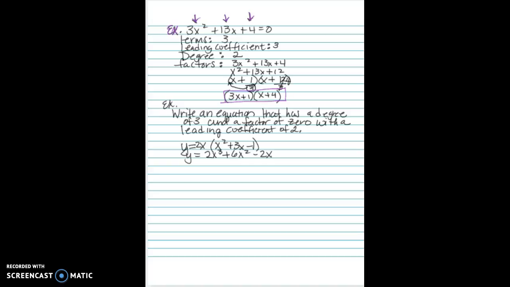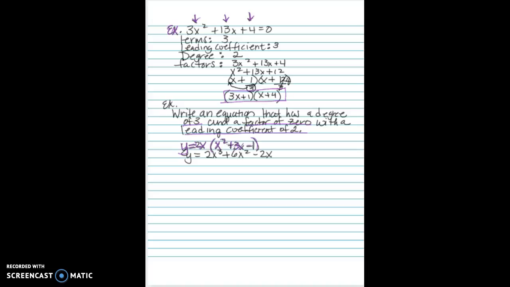Our last example is actually a word problem. We're writing an equation that has a degree of 3, a factor of 0, with a leading coefficient of 2. So it's an equation, it must have a y equals. My leading coefficient of 2 and a factor of 0 means that I want a 2x.